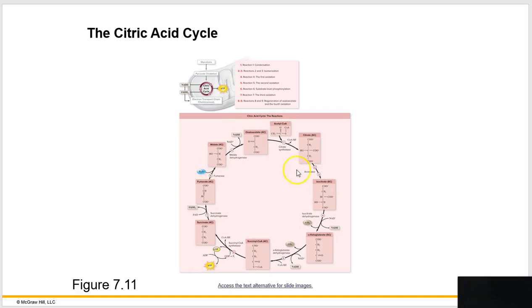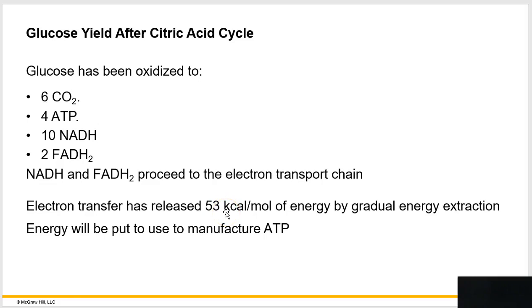You can look at this and it tells you the names of the things, and you can see the same NADHs being produced and ATPs being produced. So glucose has now been oxidized to six carbon dioxides. We've totally broken all the bonds. We've produced four ATPs, 10 NADHs and 2 FADH2s, so these two electron carriers.